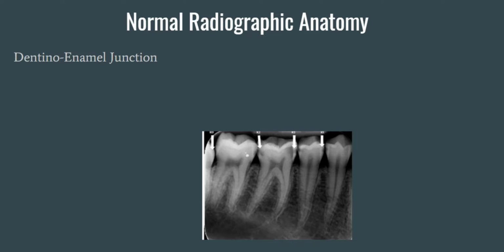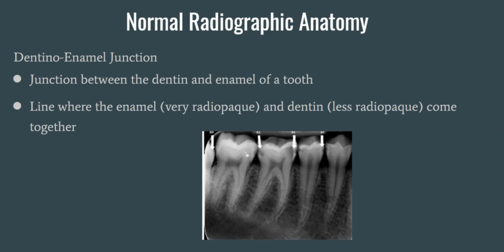Then we have the dentino-enamel junction. This is where your dentin and your enamel come together. It's going to be a thin line where the enamel, which is very radiopaque, and the dentin, which is less radiopaque, come together. So this line, right where I'm drawing this pink highlighter, you can see the difference here between your enamel and your dentin. So again, this very thin line is your dentino-enamel junction.